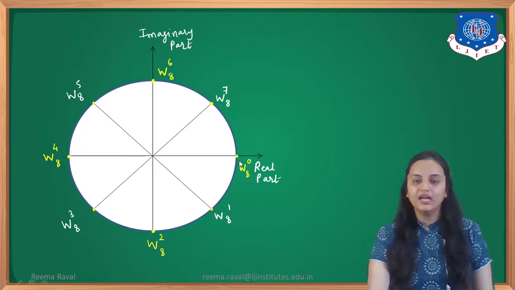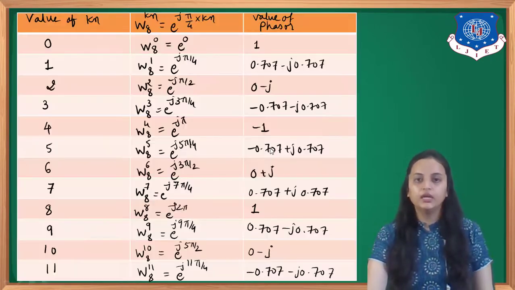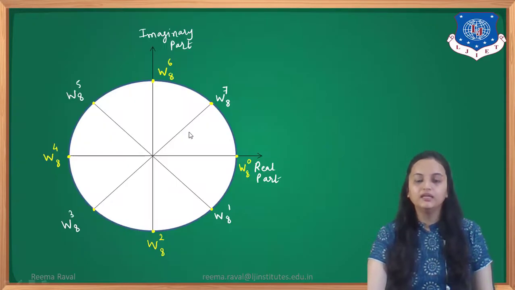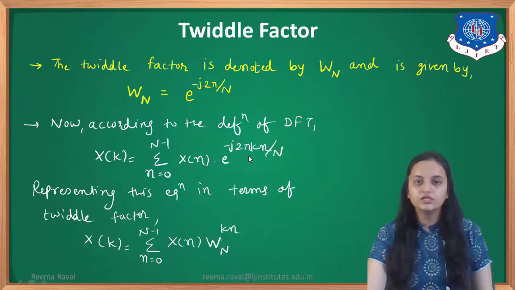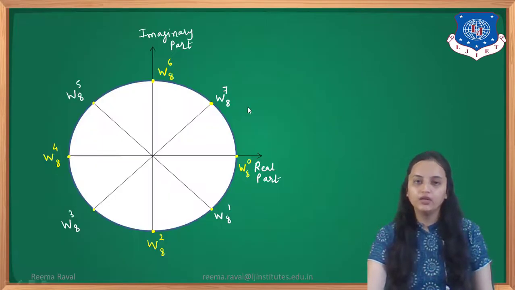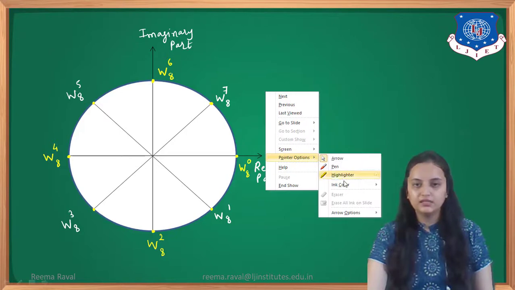Here W84 is minus 1. In the same way, if we move on the circle, the next value is W81. The W81 value is 0.707 minus j 0.707, and its opposite value is W85. So W85 is minus 0.707 plus j 0.707. That means the opposite, or as you can say the negative, of the previous values. Okay, so if we write these values accordingly, it will be like this.